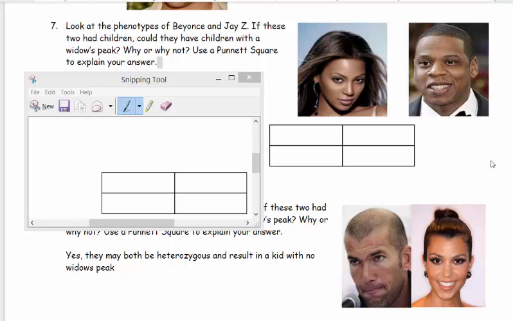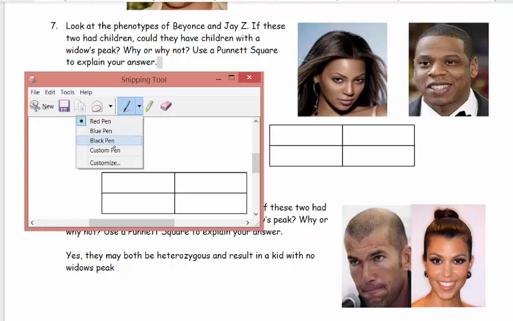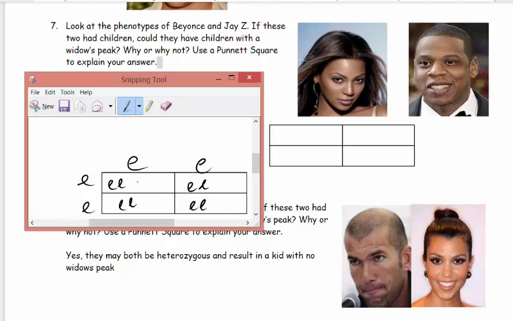Okay, welcome back. Here we are talking about question number 7. We're taking a look at Beyonce and Jay-Z, both of whom clearly do not have a widow's peak, which means they both have the recessive trait. In order for them to have the recessive trait, both alleles must be lowercase. So I'm going to give them lowercase e's because they're easier to distinguish from the uppercase. If that is the case, all of their children should fall into one of these 4 categories. You can see they're all the same. All of them are no widow's peak people.